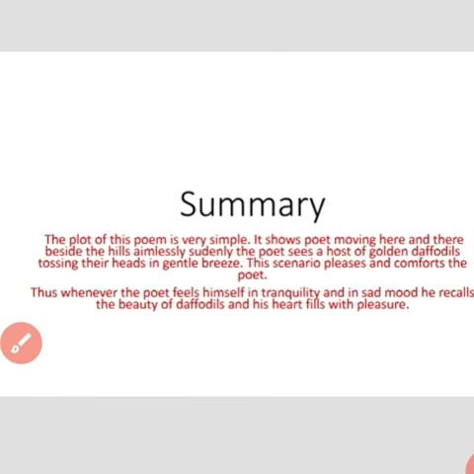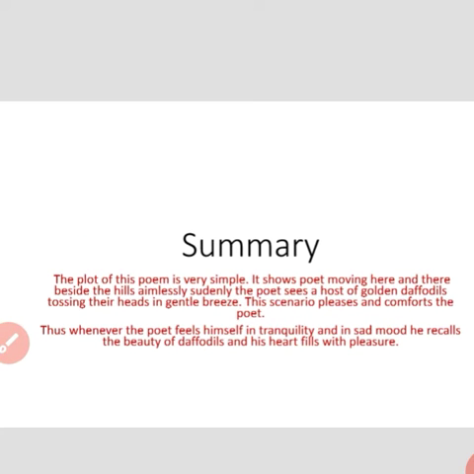What is the summary of this poem? What has the poet tried to write in this poem? The plot of this poem is very simple, showing the poet moving aimlessly beside the hills and seeing a host of golden daffodils tossing their heads in a gentle wind. This scenario pleases and comforts the poet. Thus, whenever the poet feels himself in tranquility or in a sad mood, he recalls the beauty of daffodils and his heart fills with pleasure. So now, students, let's start the chapter Daffodils.